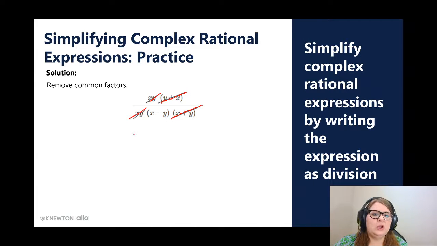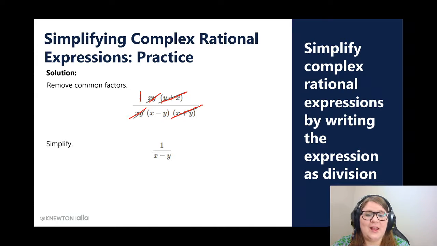Now, it might look like this is 0, but don't be tempted to write 0 over x minus y, or 0 as your answer. Because when I cancel, if there's nothing left in one part of my fraction, it's really like leaving a 1. So this really becomes 1 over x minus y. All right, see? Not so bad.